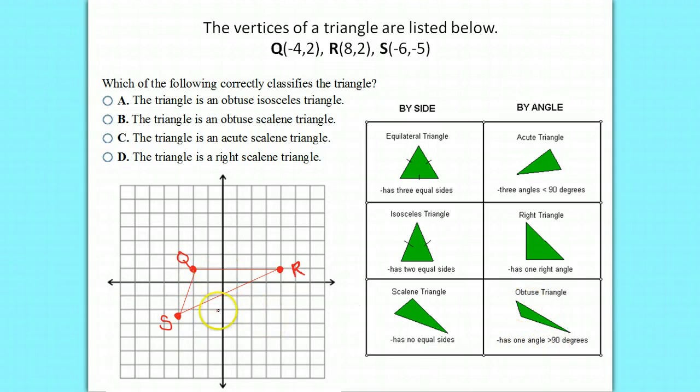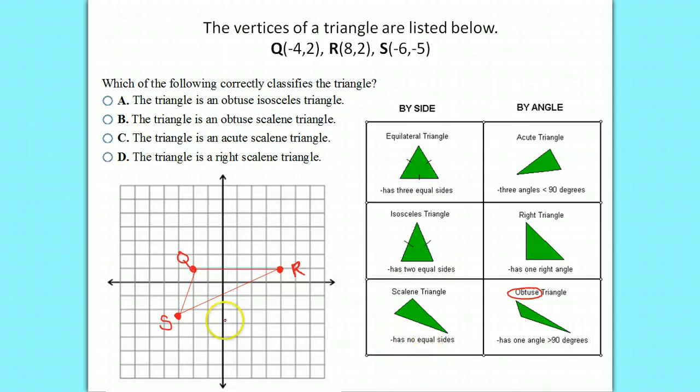There are some cases where you can't just look at it, but here we can see clearly that angle SQR, this angle right here, is larger than 90 degrees. So I know this is going to be obtuse. Now each of these classifies it by its side. Equilateral, isosceles, scalene. An equilateral triangle means that all three sides are equal. Isosceles means it has two that are equal. Scalene means none of them are the same.